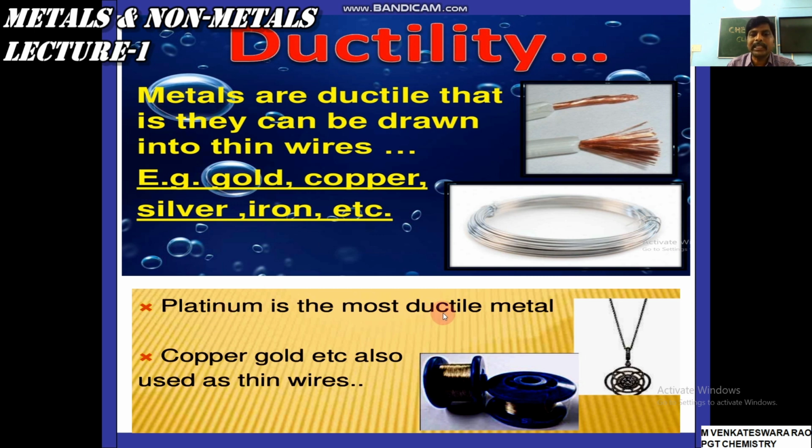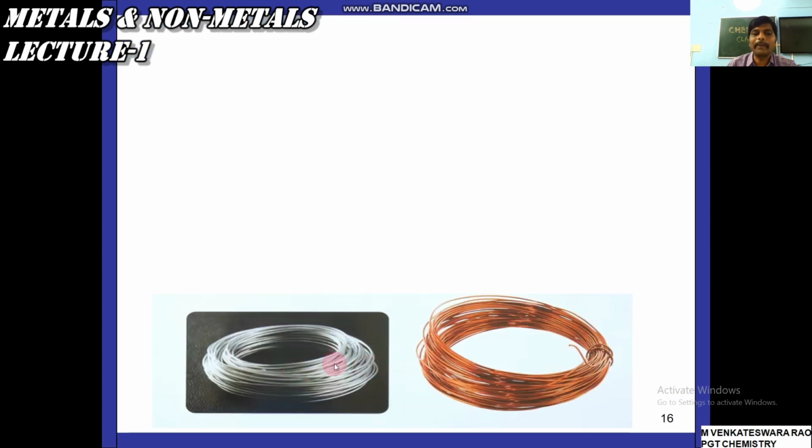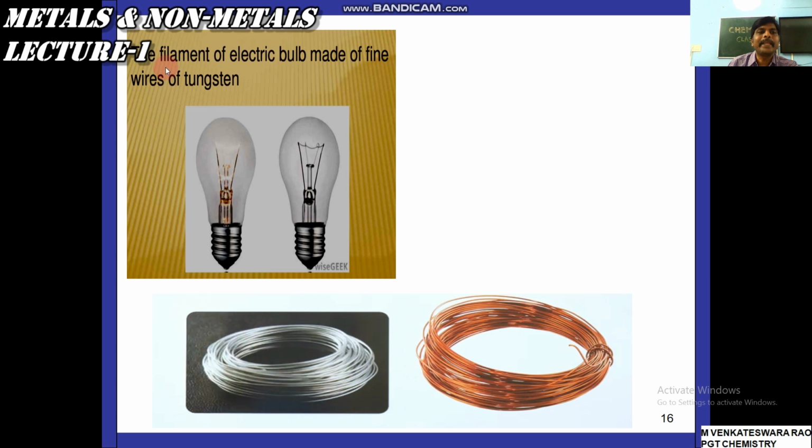Platinum is the most ductile metal. Copper, gold, etc. are also used as thin wires. You can see copper wiring in a fan and refrigerator, made of very thin copper wires. Next, this is copper wire and aluminum wire. For electrical cables, on the electrical poles, the wire between the poles is aluminum wire. The filament of an electric bulb is made up of very thin fine wires.